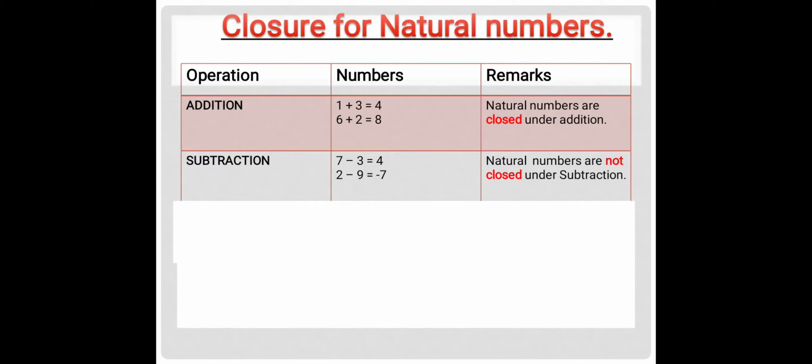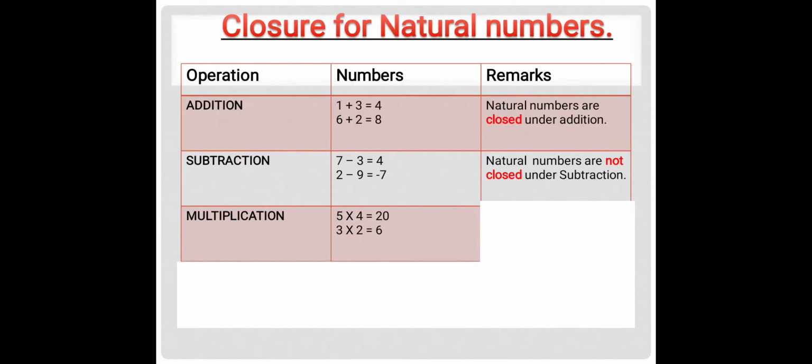Let us now move on to multiplication and multiply two natural numbers. 5 fours are 20. The answer here is a natural number. 3 twos are 6. The answer again is a natural number. Therefore, natural numbers are closed under multiplication.